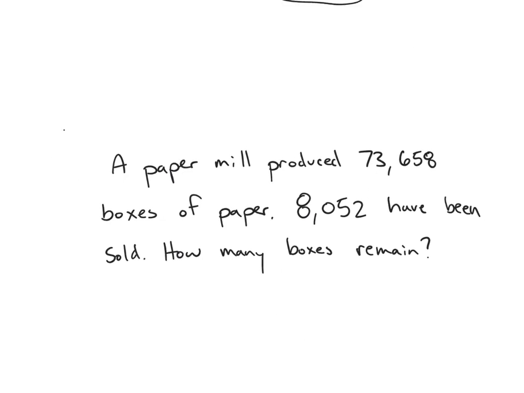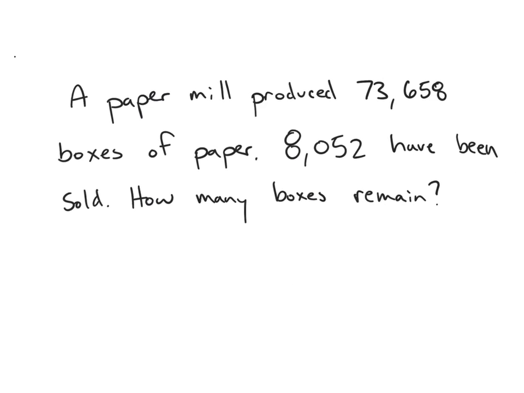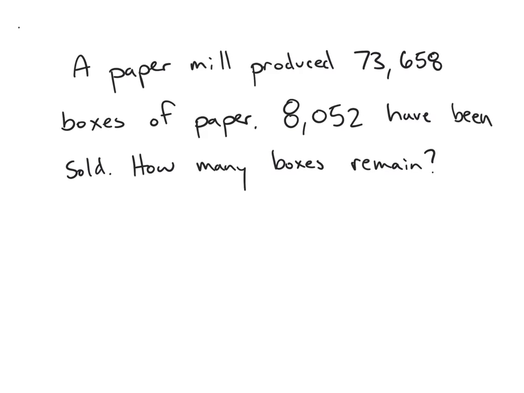This time we're going to look at a story problem and see how we can use the same process or strategies for subtraction using a tape diagram and the standard algorithm to help us solve this problem. So this problem reads, a paper mill produced 73,658 boxes of paper. 8,052 have been sold. How many boxes remain? So I'm going to draw a tape diagram to represent this problem here.